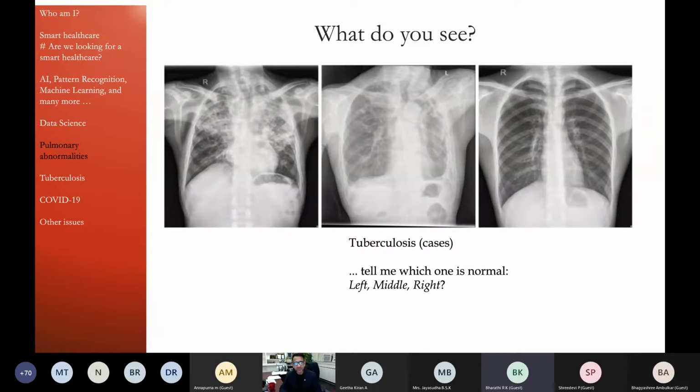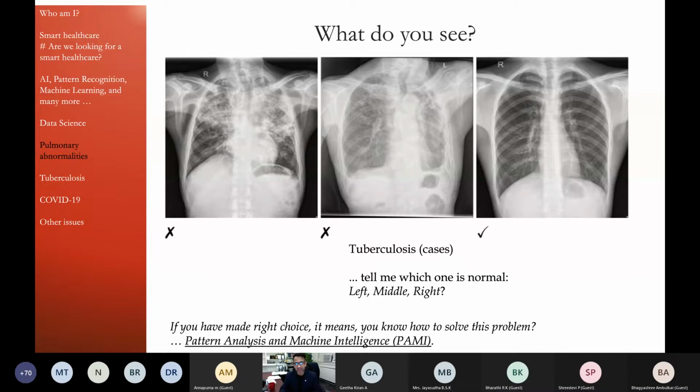Not sure. Left one is abnormal, right one is normal, and middle one is abnormal. But that's basically, if you take a look closely now, this is all about a pattern analysis and machine intelligence problem, right? Pretty much clear. You've got a little bit higher enlargement here, but these are norms. They should be there. But the middle one is more cloudy.